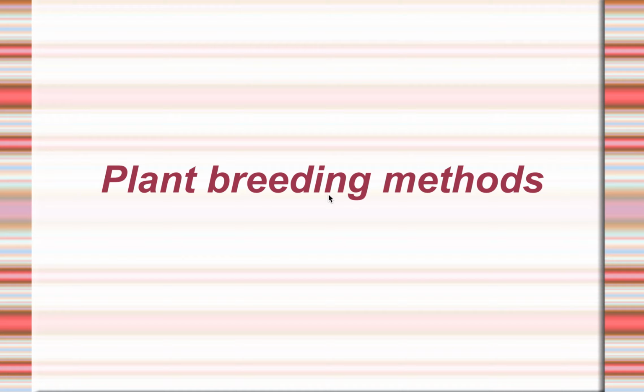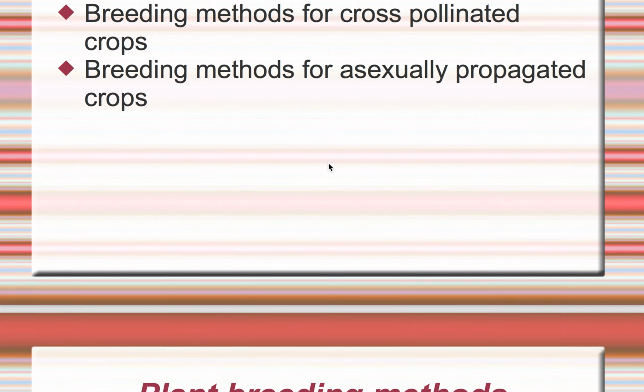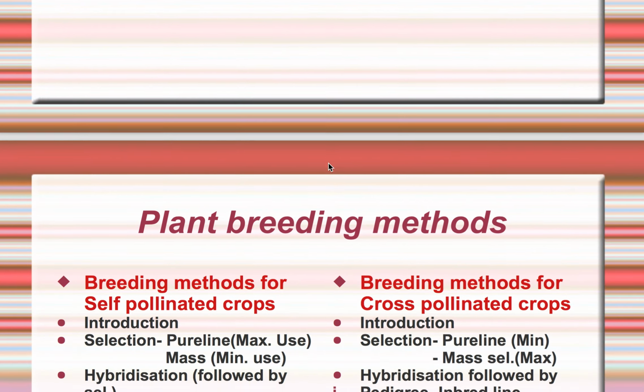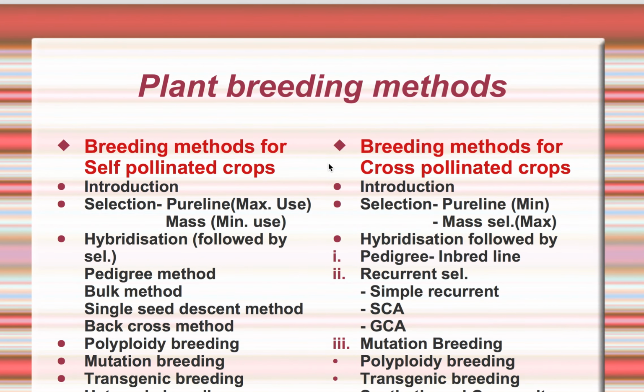Plant breeding methods. Plant breeding methods are the approaches used for genetic improvement of plants. Plant breeding methods are separately categorized for self-pollinated crops, cross-pollinated crops, and asexually propagated crops. Self-pollinated crops are also called autogamous crops, and cross-pollinated crops are also called allogamous crops.